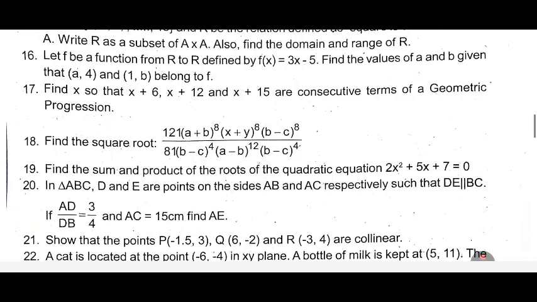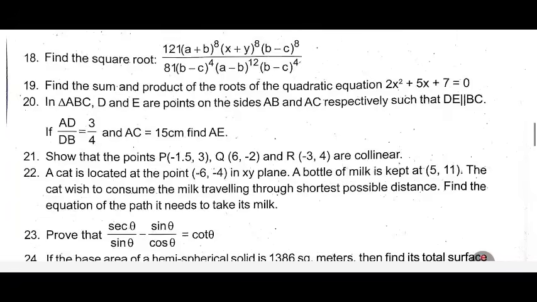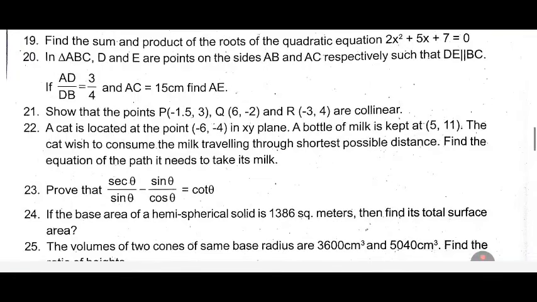17th one, find x so that x plus 6, x plus 12 and x plus 15 are consecutive terms of a geometric progression. 18th one, find the square rootல ஒரு ஈக்குவேஷன் கொடுத்துருக்காங்க பார்த்துக்கோங்க ஸ்டூடெண்ட்ஸ். 19th one, find the sum and product of the roots of the quadratic equation 2x square plus 5x plus 7 is equal to 0. 20, in triangle ABC, D and E are points on the sides AB and AC respectively such that DE parallel to BC. If AD by DB is equal to 3 by 4 and AC is equal to 15 cm, find AE.